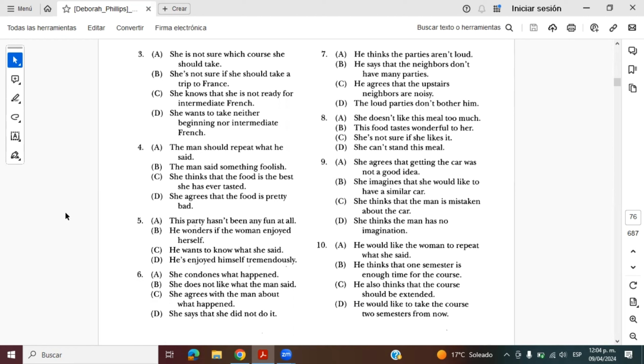Number 4. The food in the cafeteria is not exactly the best food I've ever tasted. You can say that again. What does the woman mean? Number 5. This party certainly has been fun. I'll say. What does the man mean?